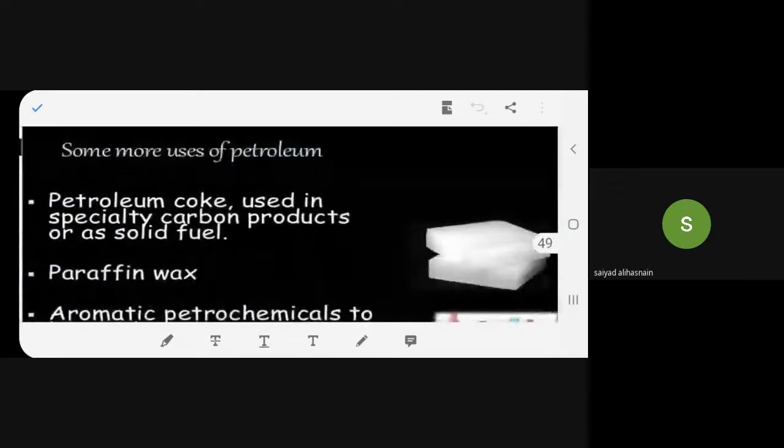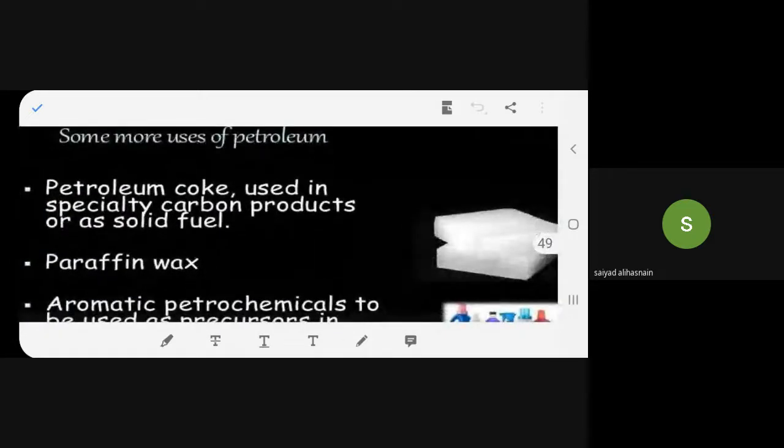The more uses of petroleum, start. Start to read, better.